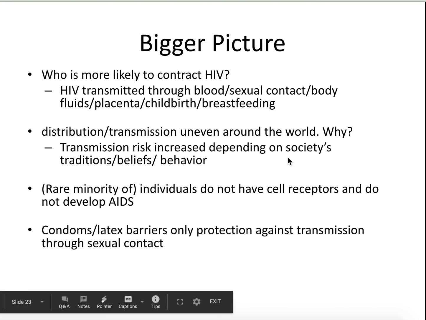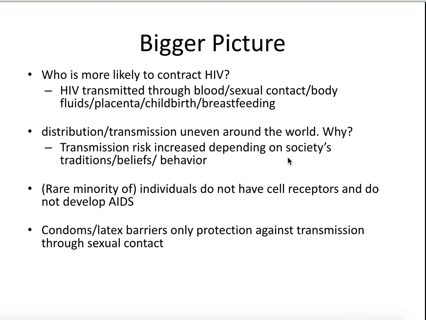Looking at HIV, this was something that in the 80s became really prominent, and it was looked at as a very confusing thing. So I want to look at the big picture here. Who's more likely to contract HIV? HIV is transmitted through blood or sexual contact, body fluids, placental fluids, childbirth, and breastfeeding. If a woman who is pregnant has HIV, she's most likely going to pass it on to the child.